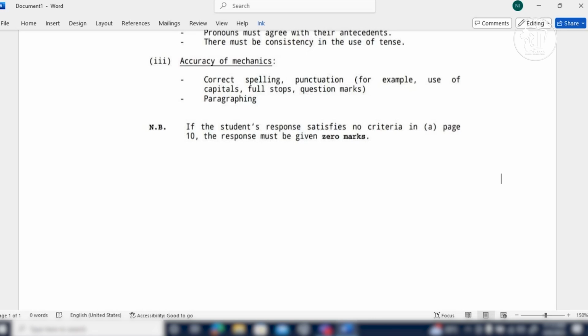So, antecedent, that word there, is just telling us of the noun or nouns that precede. And this point, class, that I'm going to make here now is crucial. There must be consistency in the use of tense. So, if we are writing our story in the past tense, every single verb must be a past tense verb. We must not mix our tenses.